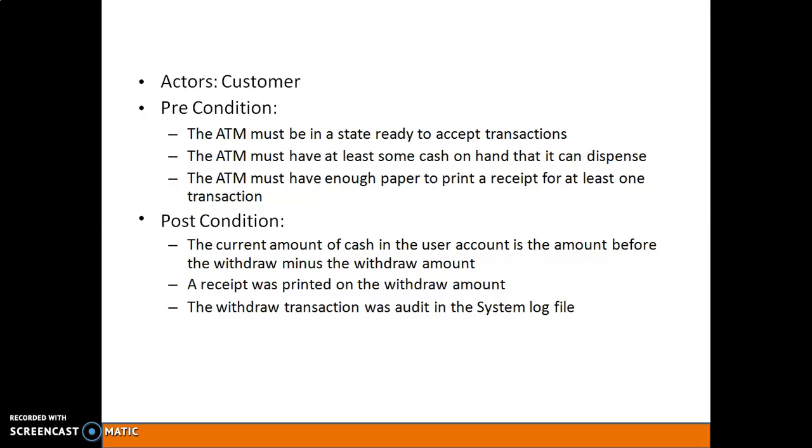For that purpose the actor is the customer. What are the preconditions? The ATM must be in a state ready to accept transactions. The ATM must have at least some cash on hand that can be dispensed. The ATM must have enough paper to print a receipt for at least one transaction. What are the postconditions? The current amount of cash in the user account is the amount before the withdraw minus the withdraw amount, meaning sufficient balance. A receipt was printed on the withdraw amount. The withdraw transaction was audited in the system log file.